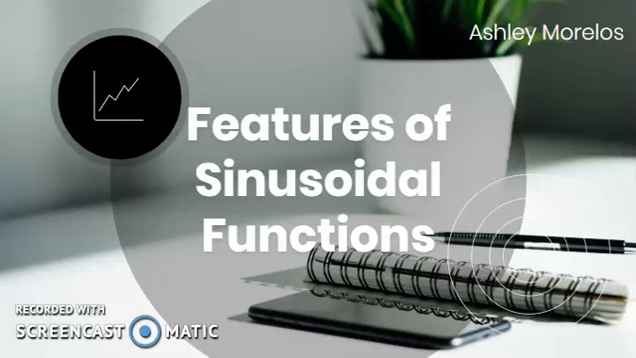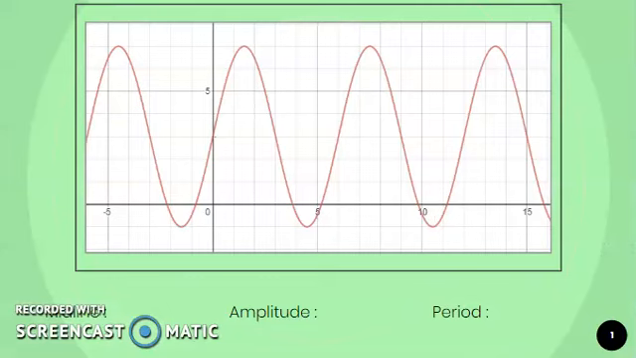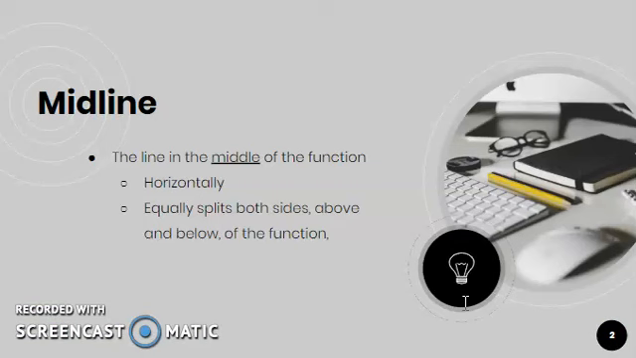Hello, today we're going to be talking about the features of sinusoidal functions. So what we have depicted here is a periodic function. More specifically, it's a sinusoidal function, or a function that has a sine curve. Now, we need to find three features of this sinusoidal function: the midline, the amplitude, and the period. We're going to start with the midline.